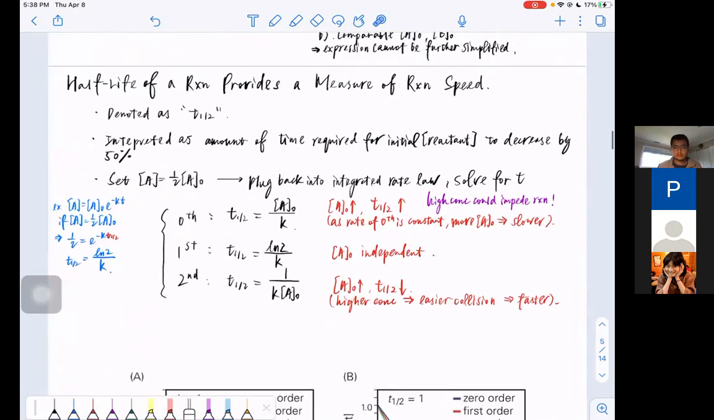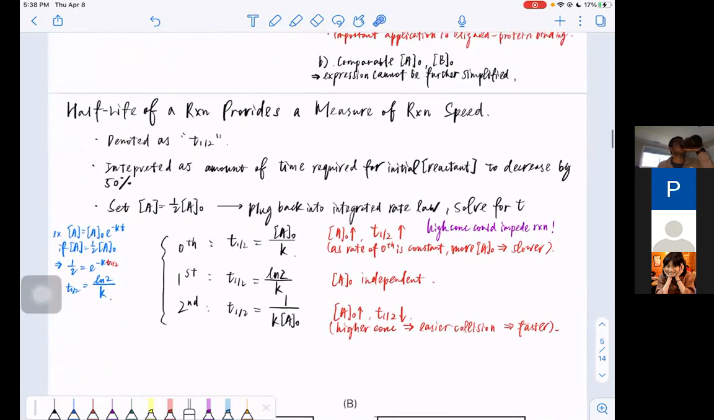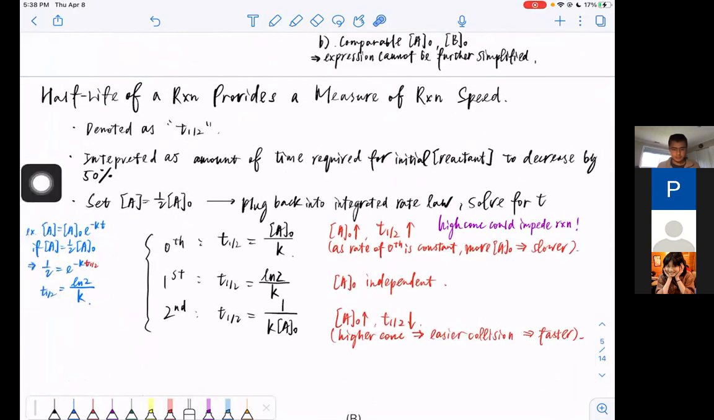So it's not something new, but it's kind of handy to just give you a direct readout of the speed of a reaction. But I do want to remind you the dependency of half-life on concentration for zeroth, first and second order, they're all different. And actually they're so different. For zeroth order, when the initial concentration increases, your half-life will also increase.